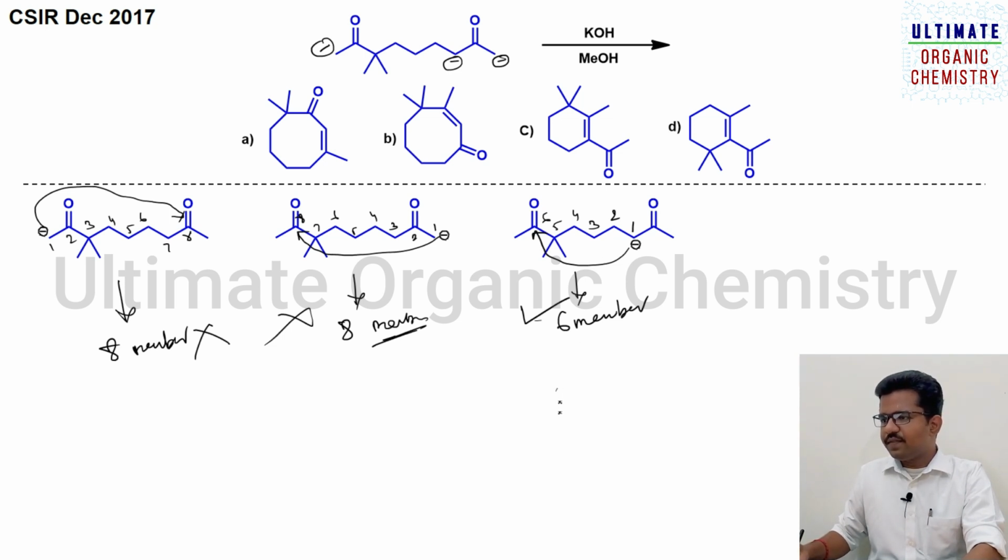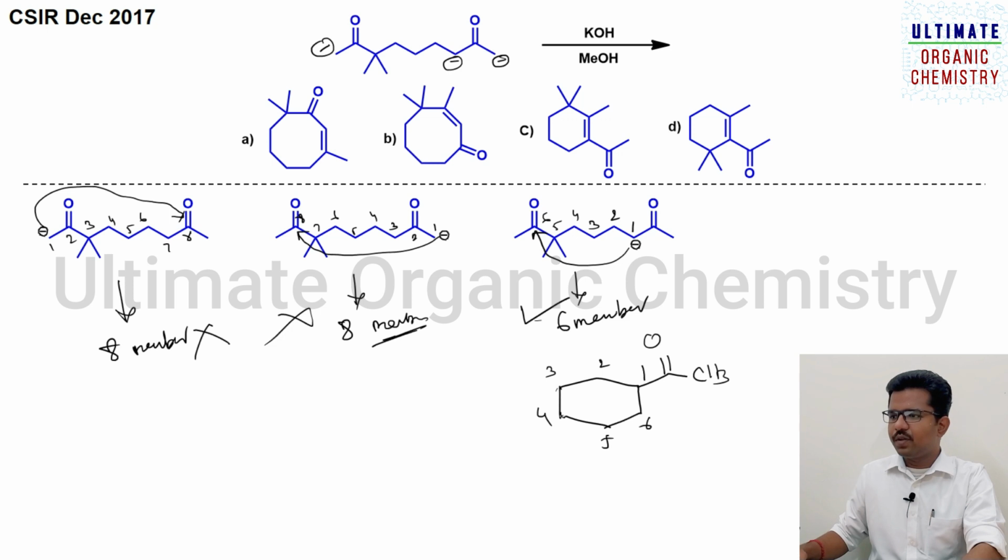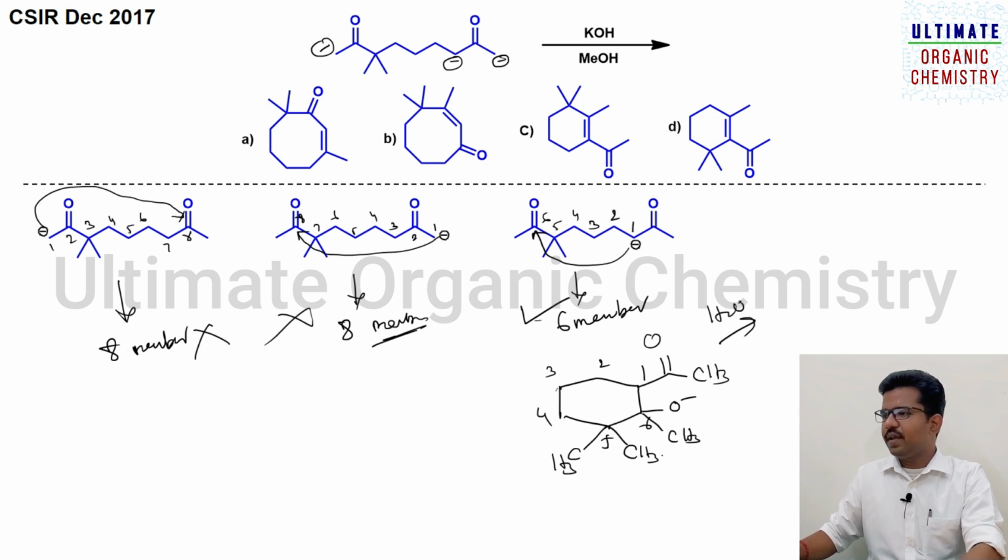So it will lead to the formation of a 6-member ring. You need to give numbering here, 1, 2, 3, 4, 5, 6. So first carbon you have C double bond O, CH3. Second carbon you do not have anything. Third one you do not have anything. Fourth one you do not have anything. And fifth one you have dimethyl substituted. And the sixth carbon you have O minus and CH3. Once it is getting protonated in water medium, I'm sorry, here you have methanol. Please remember.